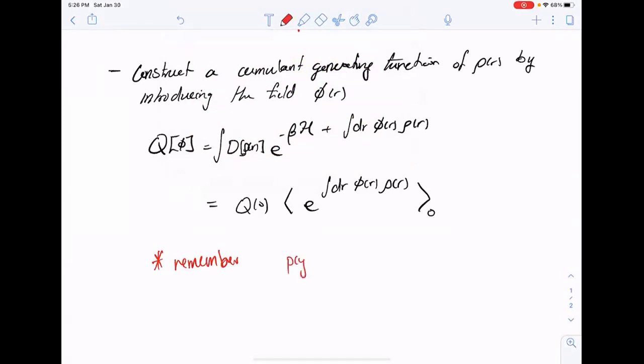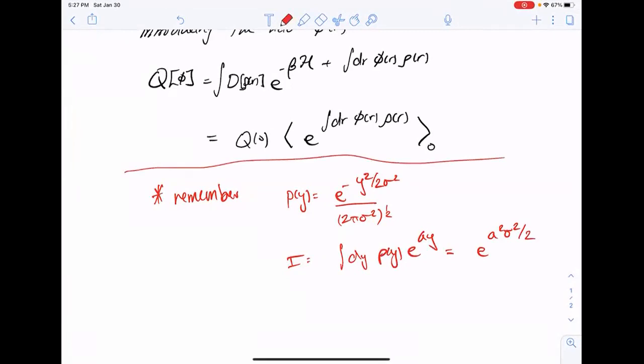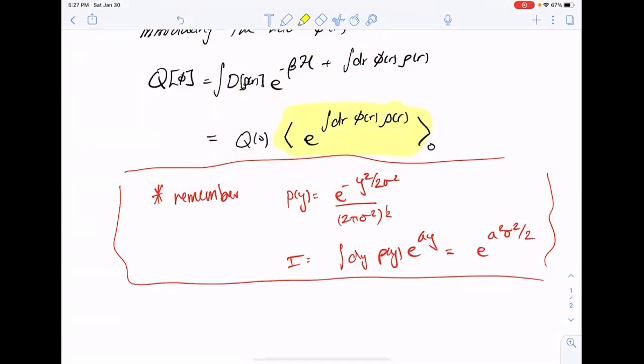Remembering that if we had P of y as e to the minus y squared over 2 sigma squared, properly normalized, the integral, call it I, the integral over y, P of y, e to the ay is equal to, by completing the square, e to the a squared sigma squared over 2. So that's the single dimensional Gaussian integral whose multi-dimensional variant here we are now going to evaluate.